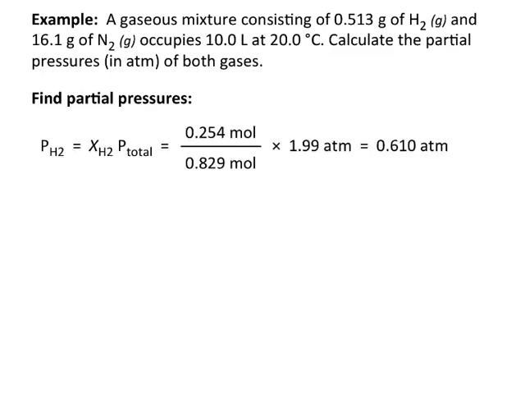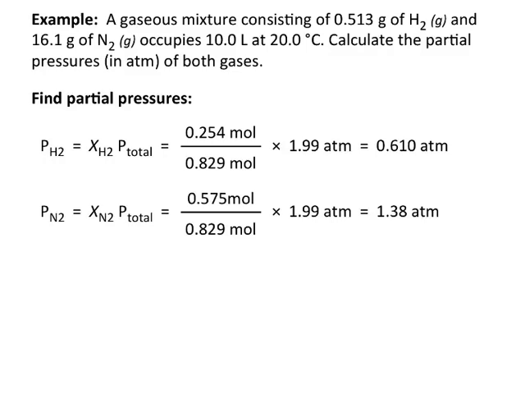Now we can find the partial pressures. So the formula here is partial pressure equals mole fraction times total. In this equation, I'm creating the mole fraction in line. So this right here is the mole fraction for hydrogen. And then take the mole fraction and multiply it by the total pressure, and this gives you the partial pressure of just the hydrogen. Then we can do this again for the nitrogen, creating the mole fraction of the nitrogen in line, multiplying by the total pressure, and we get the partial pressure of the nitrogen.